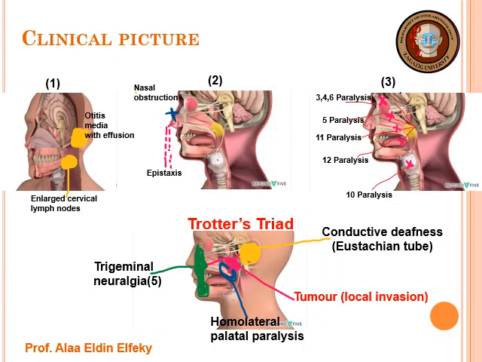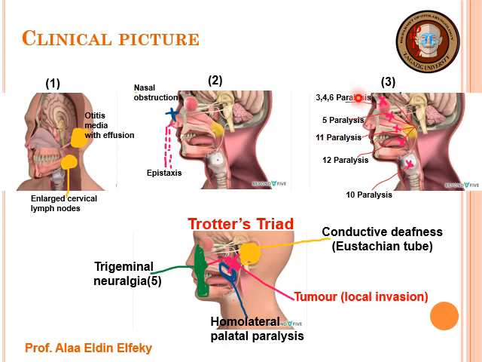Now, what about the clinical picture of nasopharyngeal carcinoma? As I said before, first, very early, is the lump in the neck, enlarged cervical lymph nodes, and otitis media with effusion due to compression or invasion of the Eustachian tube. Second, directly, nasal obstruction and epistaxis. Epistaxis is not severe like in the nasopharyngeal angiofibroma. After this, the third stage is the late signs.